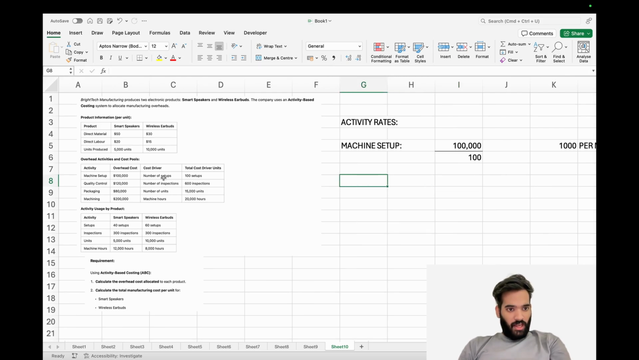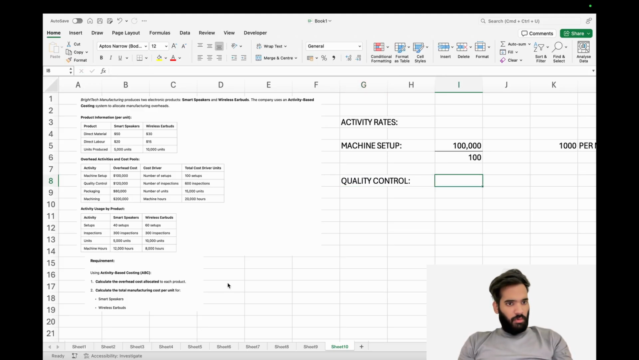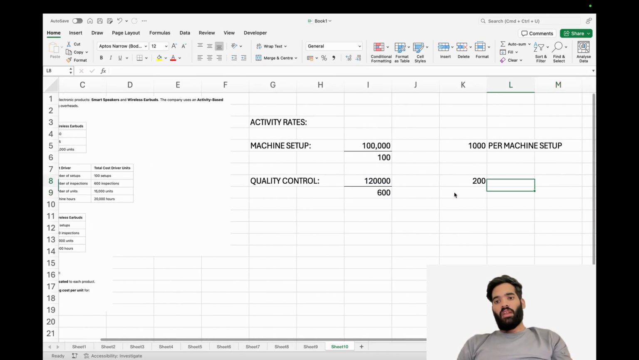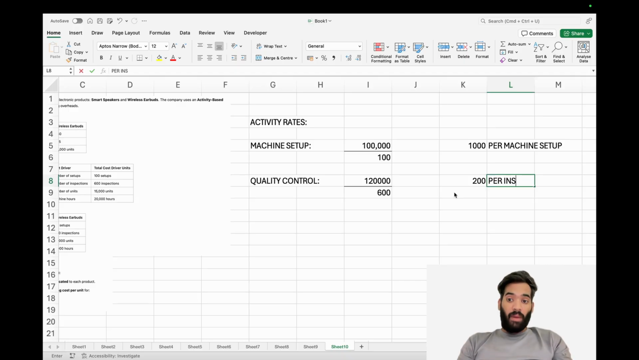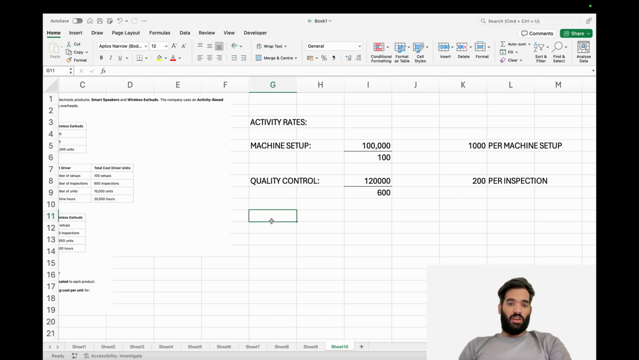Okay, second activity, quality control. Same procedure. What is the cost? 120,000 divided by what is the cost driver? 600 inspections. So if I solve this, 120 divided by 600, we found the answer: 200 per inspection, because we're dividing it by number of inspections. So it is giving you how much you are spending per inspection in overhead.